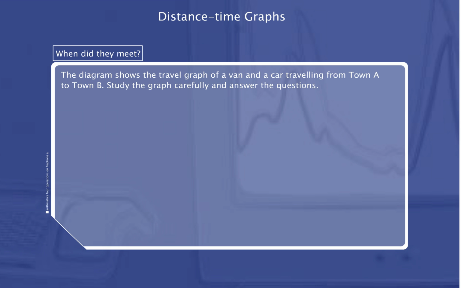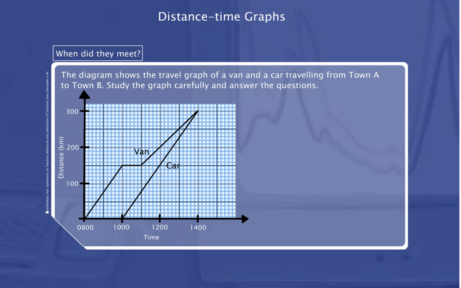The diagram shows the travel graph of a van and a car traveling from town A to town B. Study the graph carefully and answer the questions. How far was town A from town B? What was the speed of the van in the first 2 hours? At 12 noon, which vehicle was ahead? How far ahead was it?